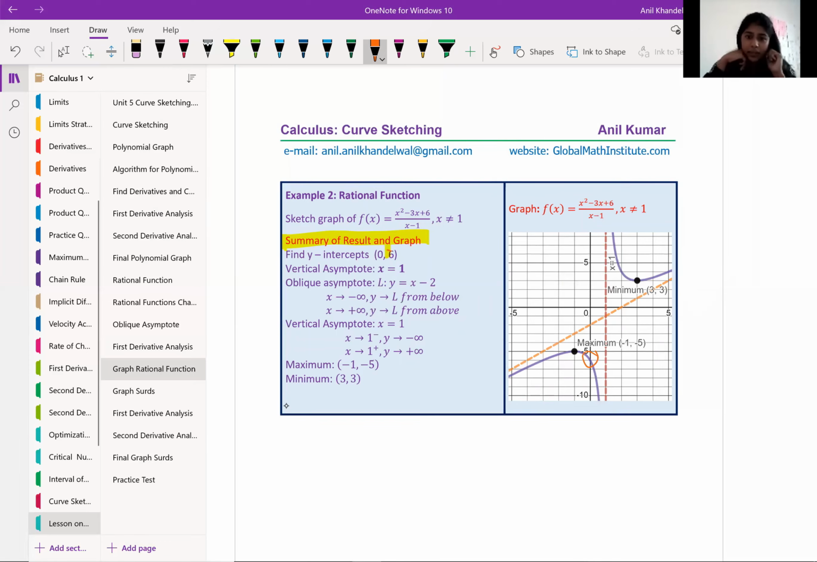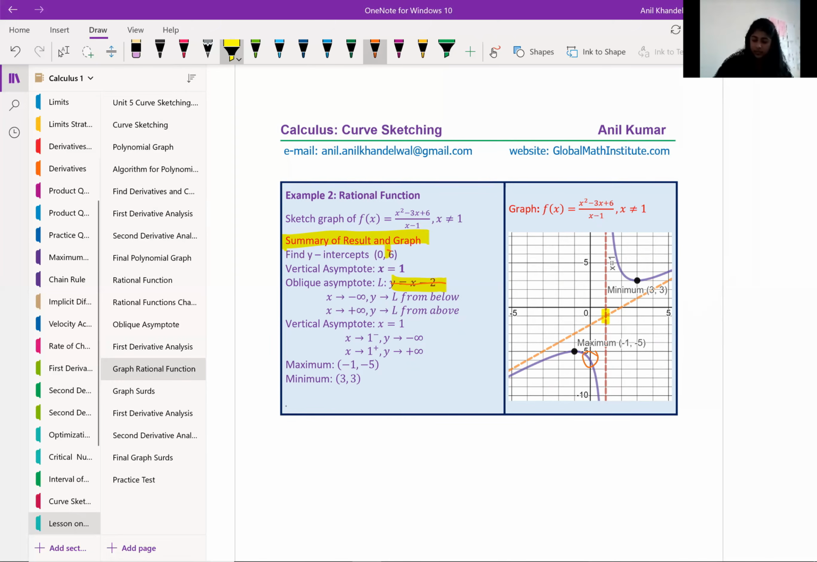Because it's 6 divided by -1. Correct. So that's a typing error. So anyway, what you see here is an oblique asymptote, and this oblique asymptote is y equals x minus 2. Correct? So that is the equation. So it has a y-intercept, and that orange dotted line shows the oblique asymptote.